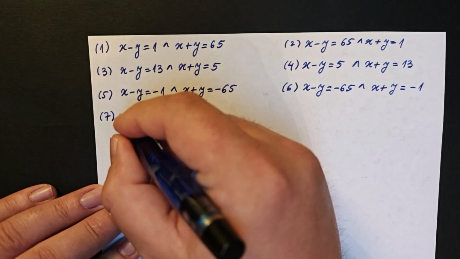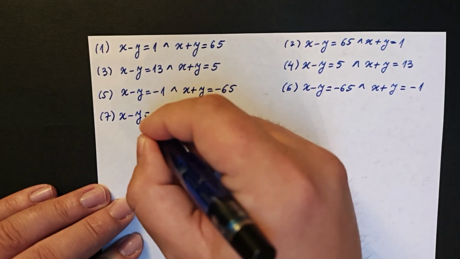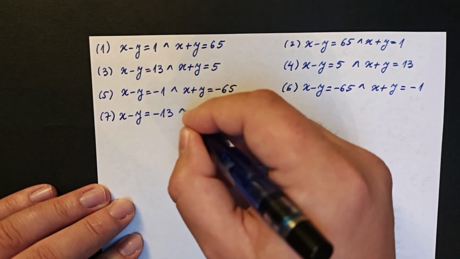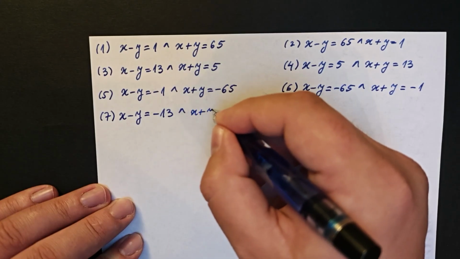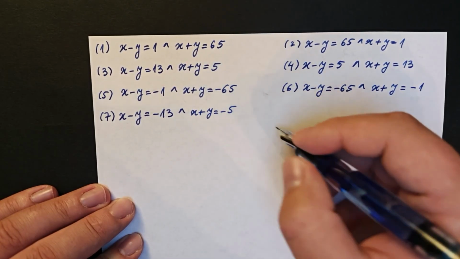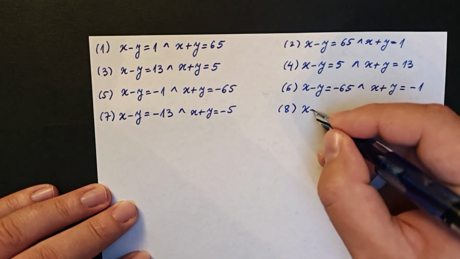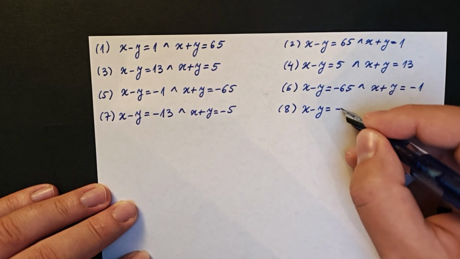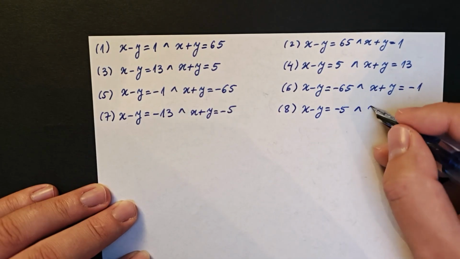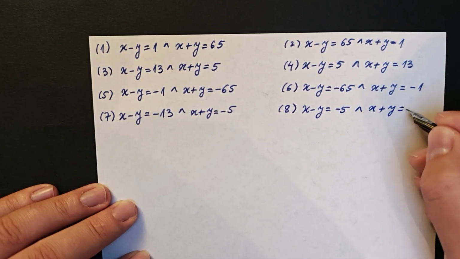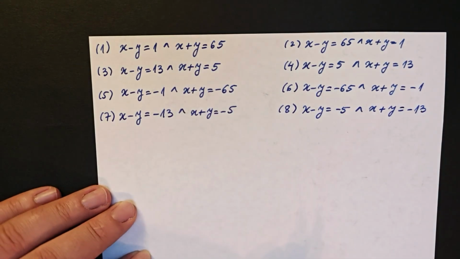Case number 7 is going to be that x minus y is equal to negative 13 and x plus y is going to be negative 5. Finally, we have case number 8, and that is that x minus y is equal to negative 5 and x plus y is equal to negative 13.